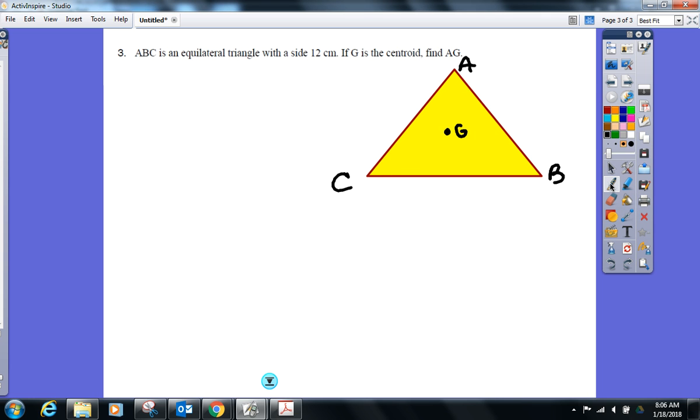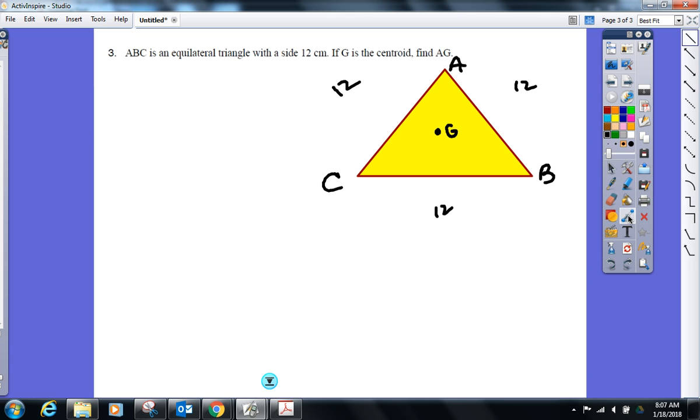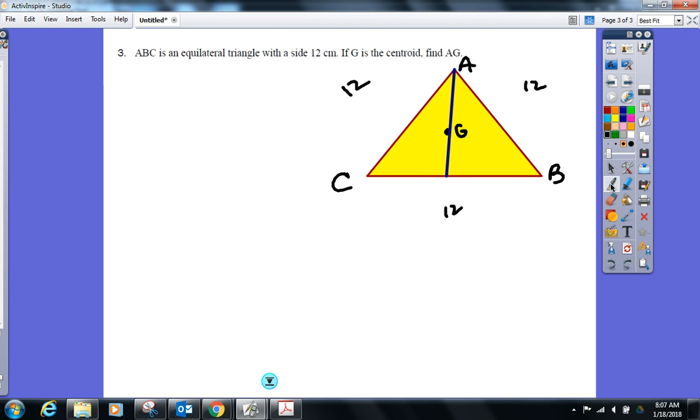Equilateral. What do you know about the sides of an equilateral triangle? G is a centroid, meaning it's the intersection point of all three what? All three medians. So if I draw a median from A down to CB, what's a median do again? Medians go to midpoint. So it's breaking this up into 6 and 6. Everyone agree so far? It's asking us to find the length of AG.